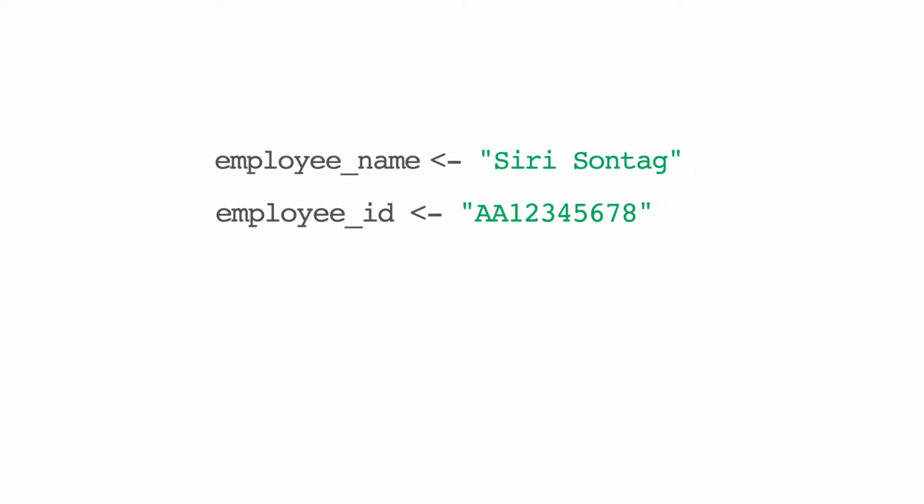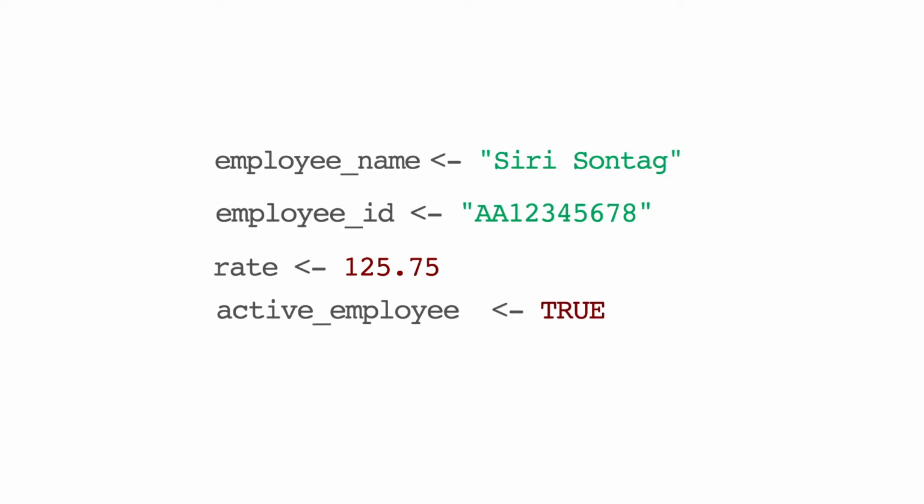Then, assign the value of 125.75 to hourly_rate. For numeric values, we do not use double quotes. Next, set the value of TRUE to active_employee. And finally, assign 40 to max_hours.